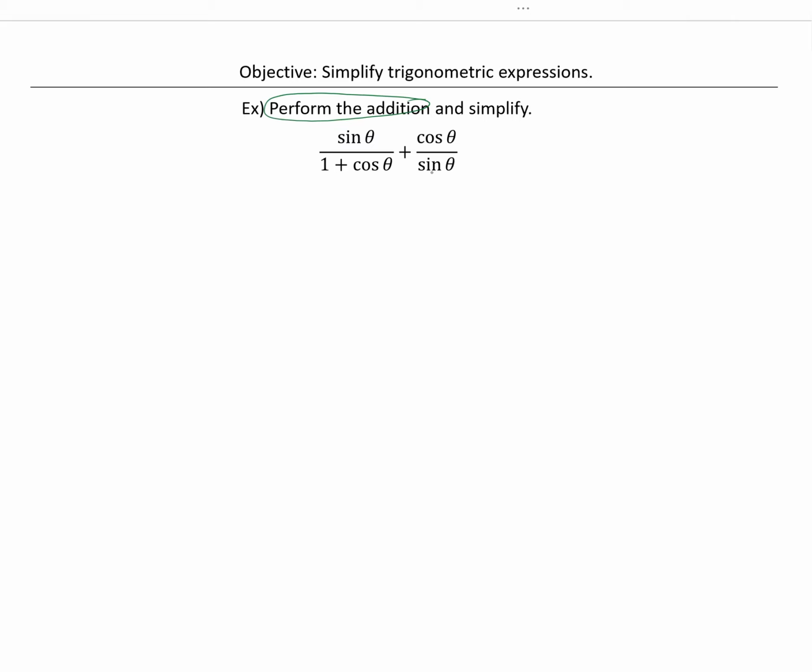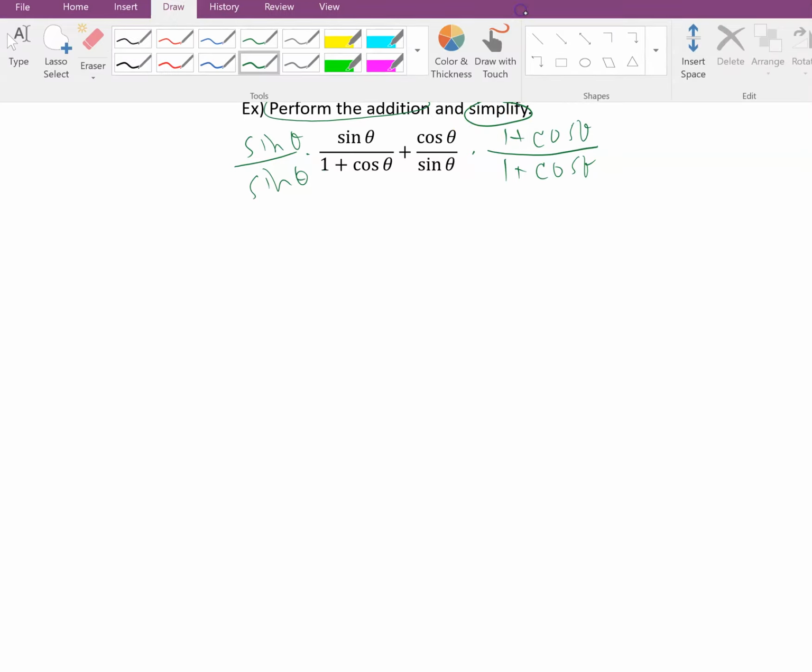So some people mistakenly think that, oh, well, I need to multiply this one times 1 plus cosine theta over 1 plus cosine theta, and this one times sine theta over sine theta. That'll give you a common denominator, but it's not going to get you to the simplest form. We need to be more sophisticated here.